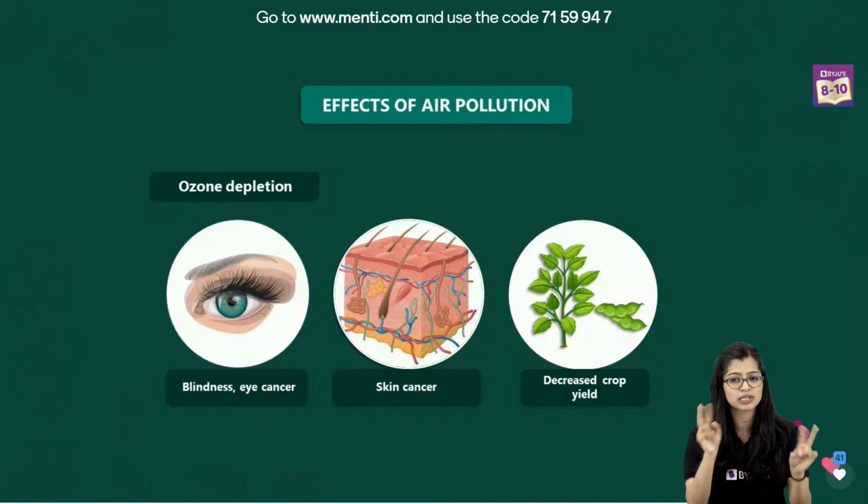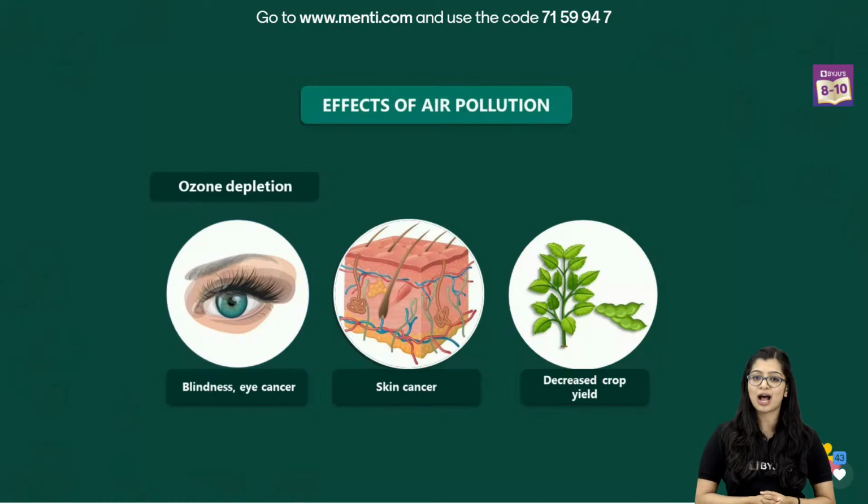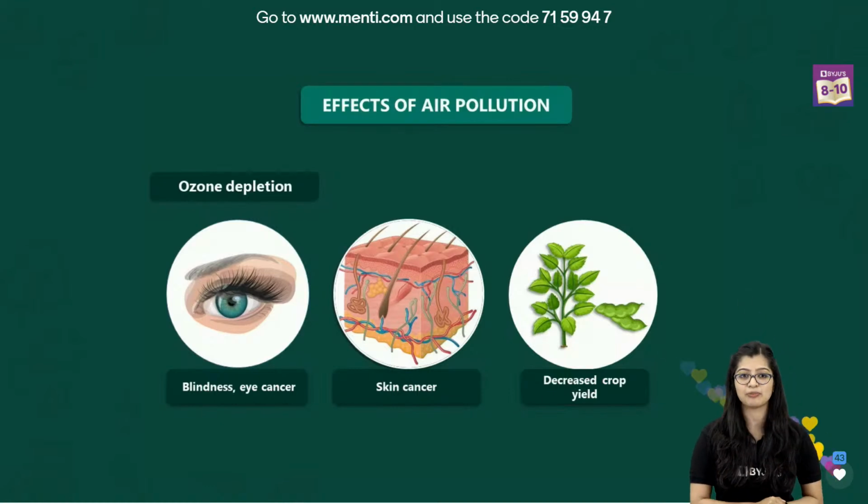So guys, don't get confused with these two concepts. Okay, it's a very fine difference, but it is important. Yes, Shreya, carbon dioxide causes rise in temperature.